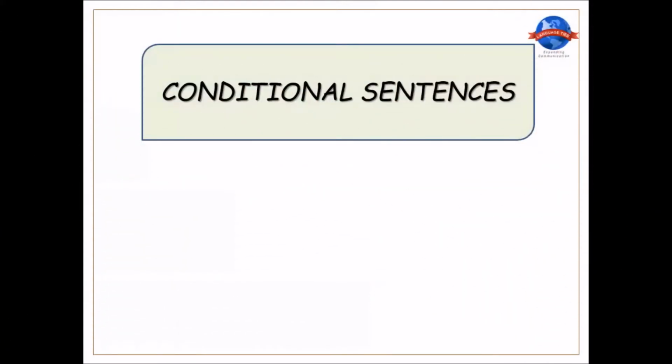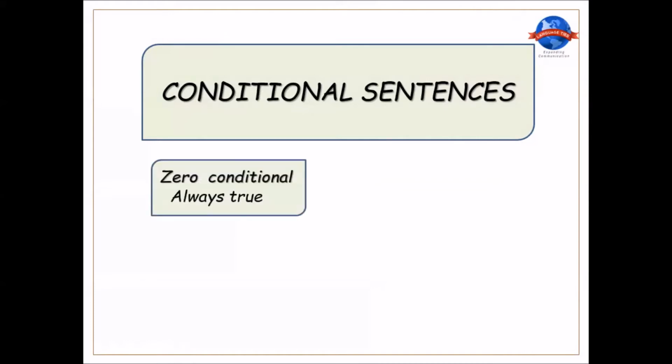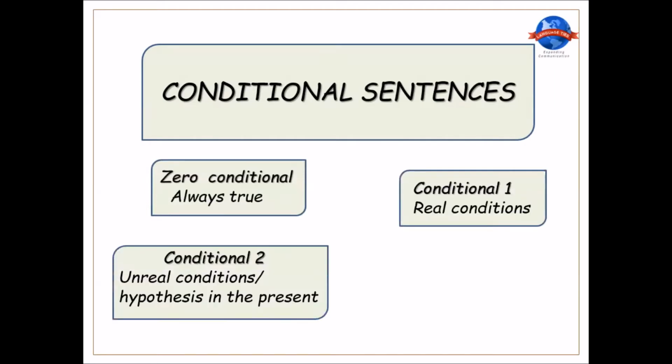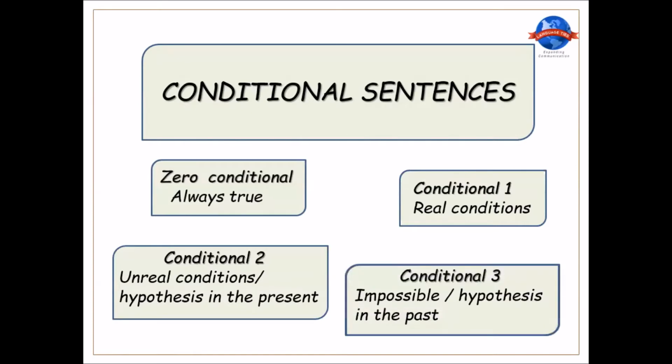Conditional sentences. There are three main types of conditional sentences. However, you will see four. Why? Because 0 and 1 are considered one. So, we have the 0 conditional in which the situation is always true. Conditional 1 for real conditions, conditional 2 for unreal conditions or hypotheses in the present, and finally conditional 3 for impossible situations or hypotheses in the past.